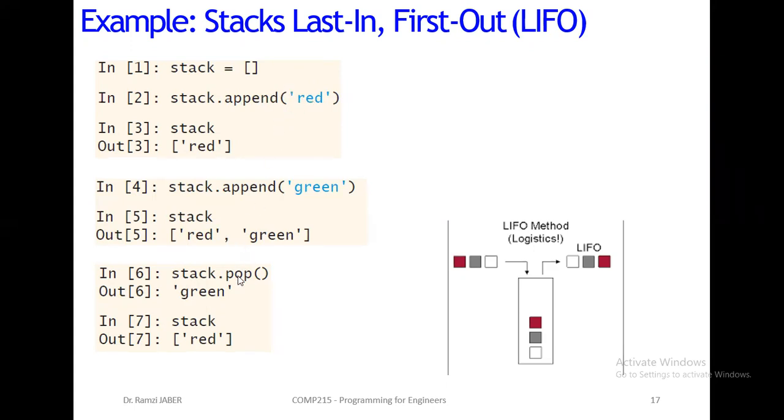But when you use pop, there is no need for an argument, because pop will remove the last element, always the last element. So stack.pop, okay, this will be removed. The green will be removed from the list. So the list will come back to the red element.